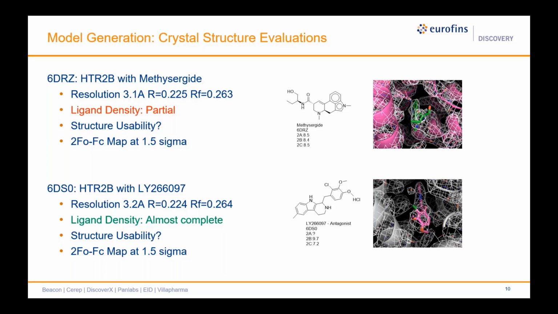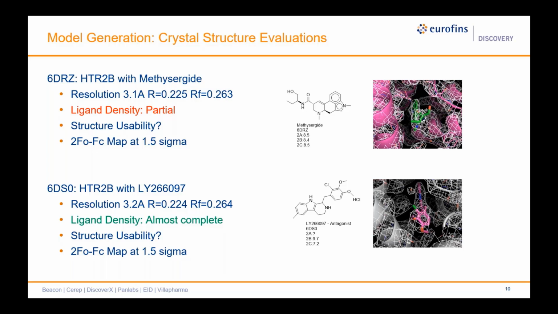In this slide, we're going to compare two crystal structures. 6DRZ is a serotonin 2B receptor with methysergide bound. It's a relatively high resolution structure with good crystallographic parameters. But when we take a look at the electron density, which is really a visual representation of how well the model recreates the experimental data, we notice that there are parts of the ligand, such as a hydroxyl pointing out into the screen, that are not well covered by electron density. So we don't know whether it's an unoccupied space or a part of the ligand that's moving around a lot, so we really don't know where that hydroxyl is pointing. So we have questions about the structural usability.